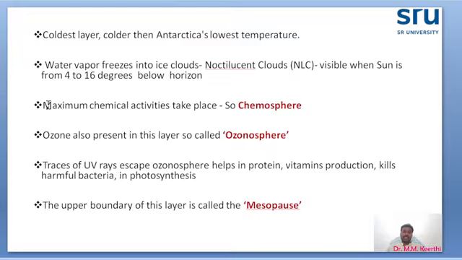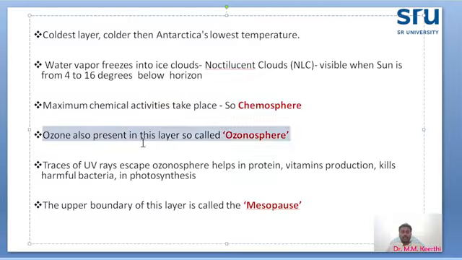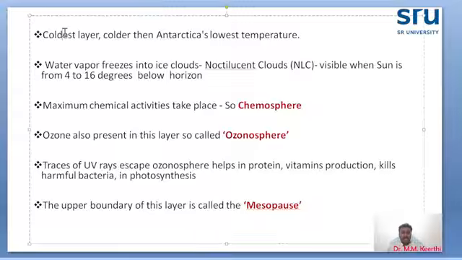And this is another very important point. In this mesosphere region, chemical activities occur more. That's why this layer is called the chemosphere. And ozone is also present in this layer. That's why it is called the ozonosphere. So the mesosphere we can call the ozonosphere, the coldest layer, and the chemosphere. So there are three names.